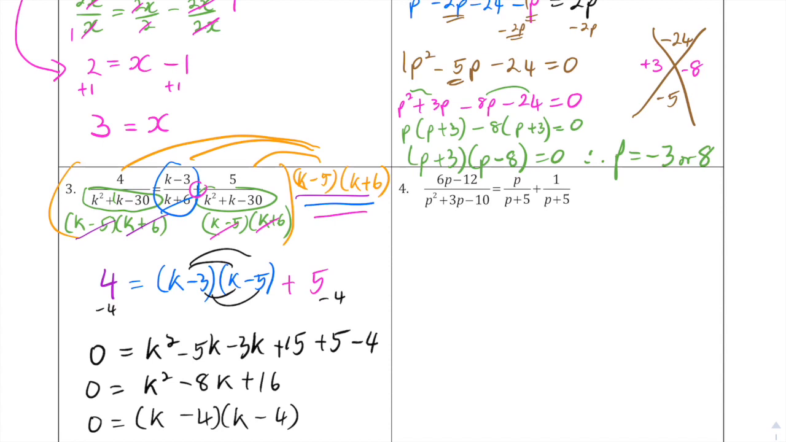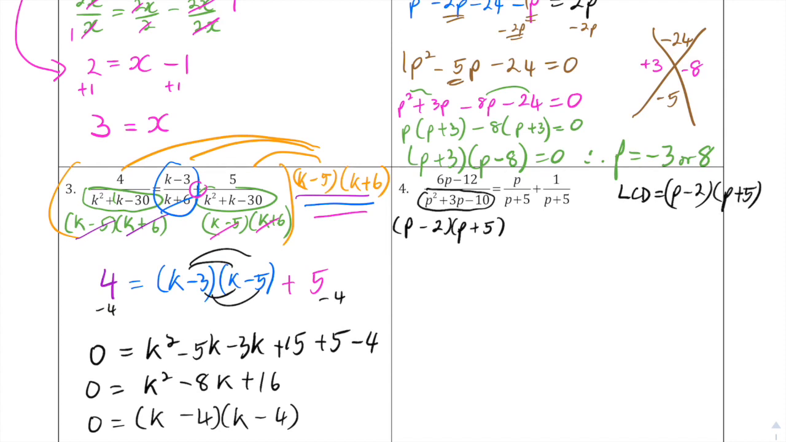Same idea. I need to start by factoring this trinomial denominator in order to be able to identify the LCD, lowest common denominator. So to get the p squared, p times p, factors of 10 which can be added and subtracted to give me 3. That's going to be 5 and 2. In this case I need it to be plus 5 and minus 2 in order to get my plus 3p in the middle.